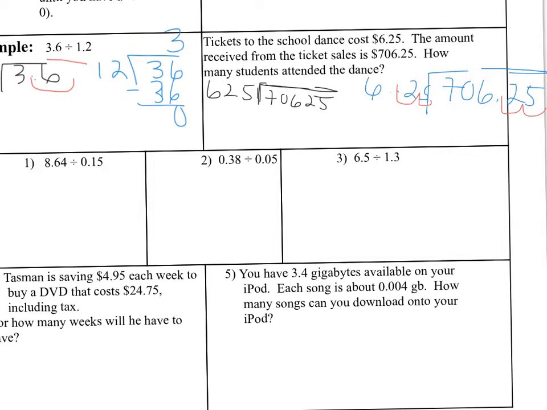So can 625 go into 7? No. Can 625 go into 70? No. Can 625 go into 706? Well, yes, it can. It can go in at least one time. So I put the 1 above the 6. 1 times 625 is 625. Then we're going to subtract. 6 minus 5 is 1. I can't take 2 from 0, so I'm going to make it a 10. 10 minus 2 is 8. And borrow.